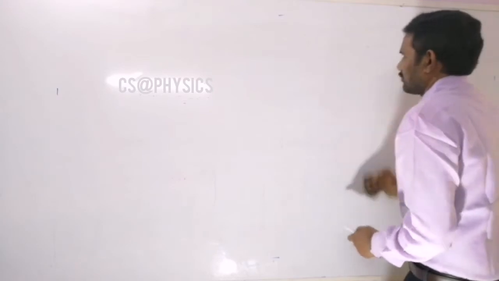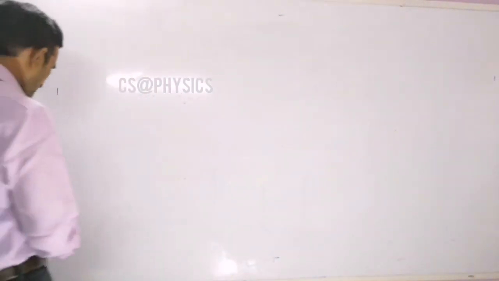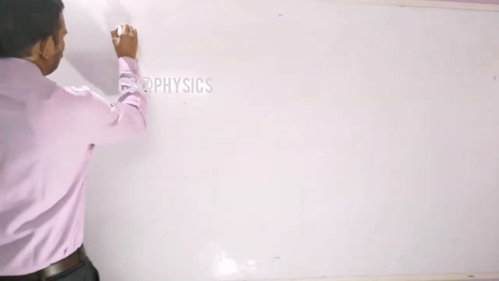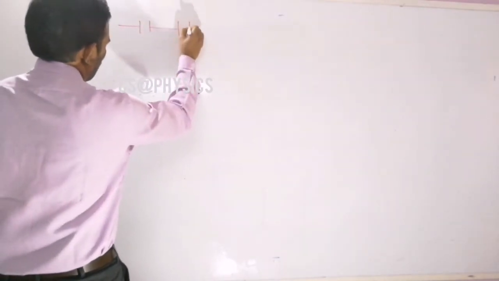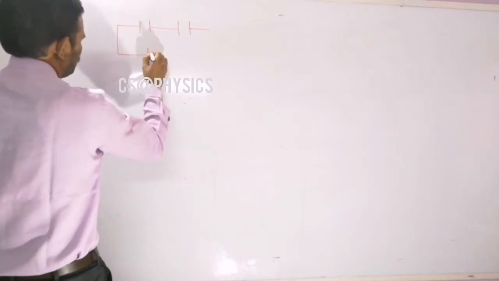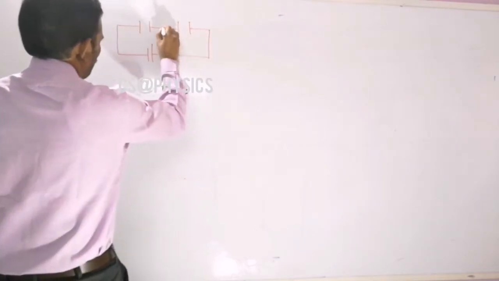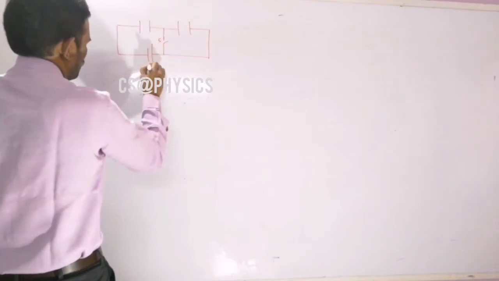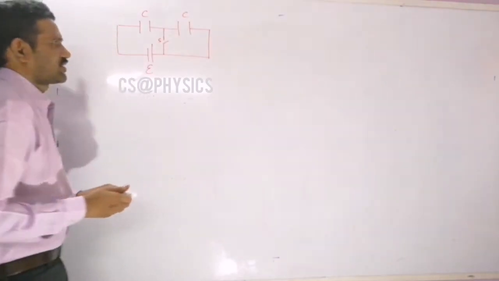So I am taking an example like two identical capacitors connected to a cell. That means this is one capacitor, and this is another capacitor. These two are connected to a cell like this, and now it is connected through this switch here. So this is the switch and this is the EMF E, and these two identical capacitors are connected here.